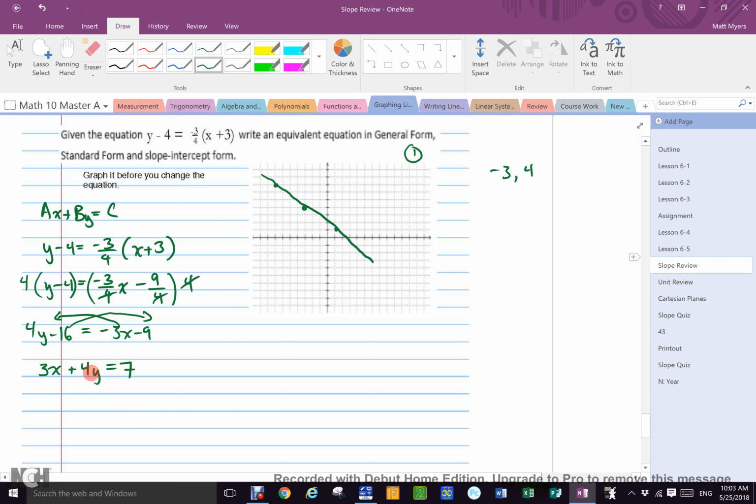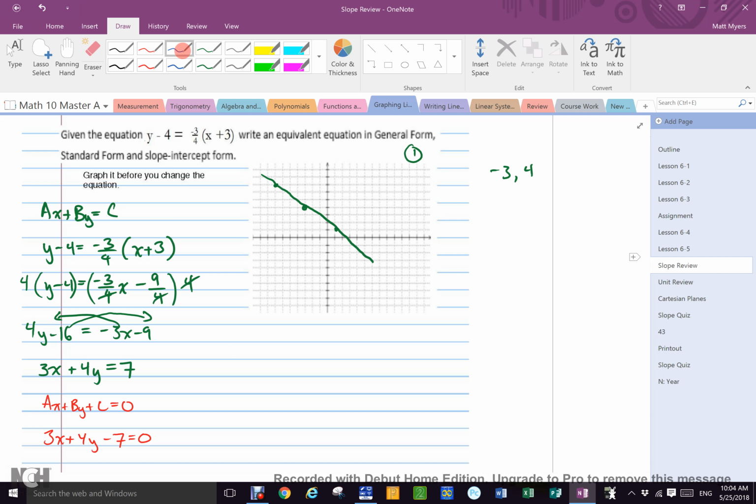That is standard form. General form, yes sir, ax plus by plus c equals 0. What has to happen to that 7 to get it to general form? You just have to move it. 3x plus 4y minus 7 equals 0.